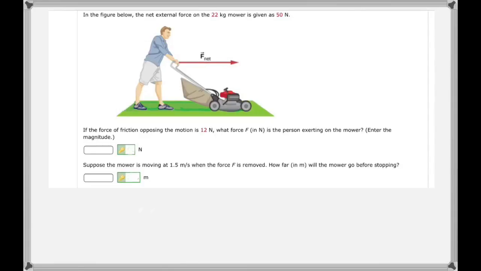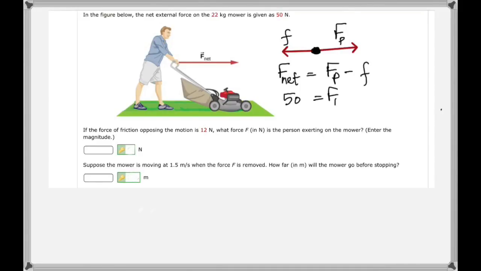And then in this question, the net external force on the 22 kilogram mower is given as 50 newtons. The force of friction opposing is 12 newtons. How much should the person apply? Quite simple to get this. That is the free body diagram. The force applied by the person and friction is opposite. So the net force should be FP minus 12, which gives FP as 62.